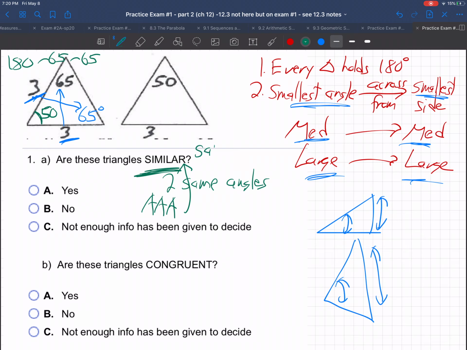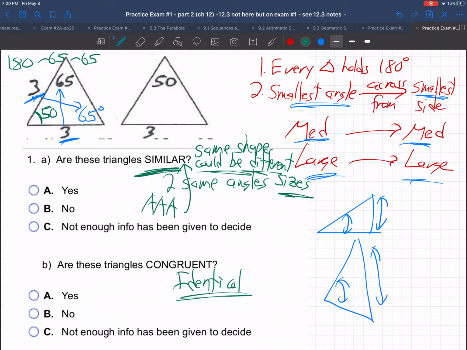Similar means same shape. Same shape could be different sizes, right? That's what similar means. Whereas congruent means identical, totally the same. So similar: same shape, but they could be different sizes. And how you prove similarity, you've got to have two angles that are the same, which implies all three are the same, which is enough to prove that they're similar.